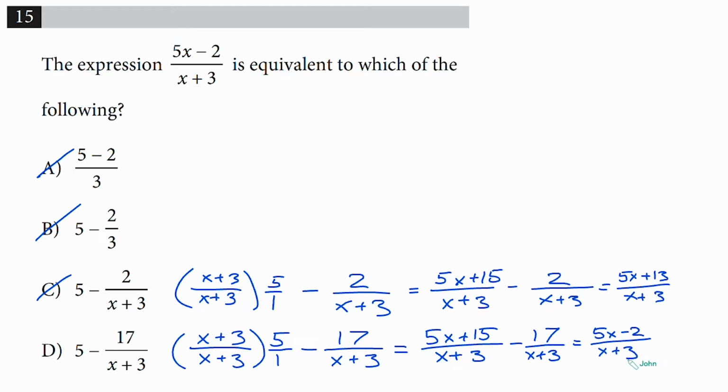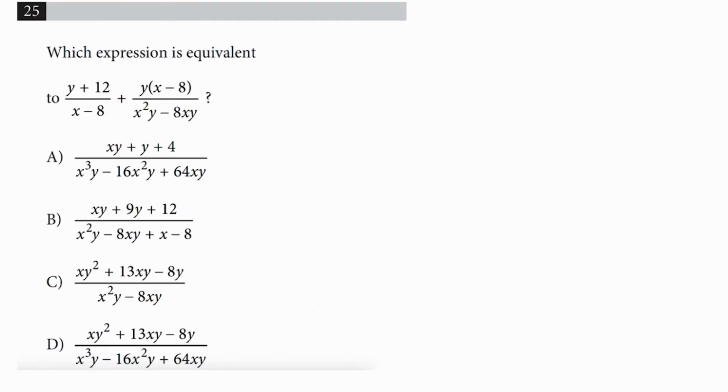Which expression is equivalent to (y + 12) over (x − 8) plus y times (x − 8) over (x²y − 8xy)? This is a particularly interesting problem because it brings out a frequently overlooked subtlety of simplifying fractions. First though, let's think about how to add these fractions. To find a common denominator, let's first try to factor the existing denominators to see if they have anything in common. A moment's inspection reveals that we can pull out an xy from the denominator on the right.